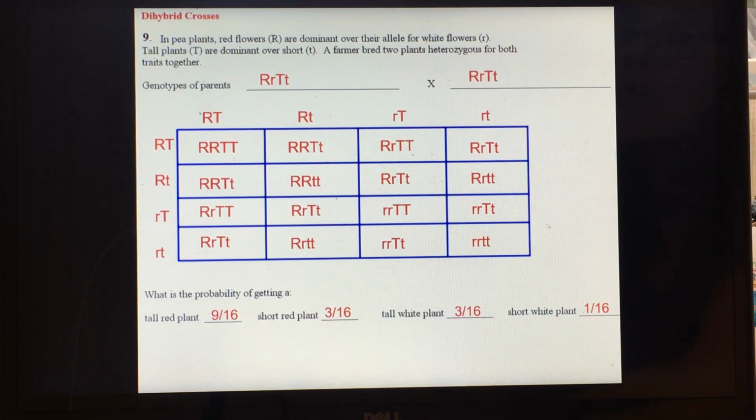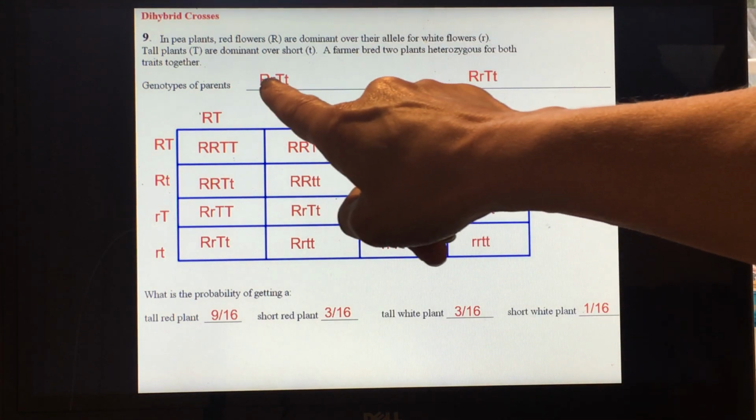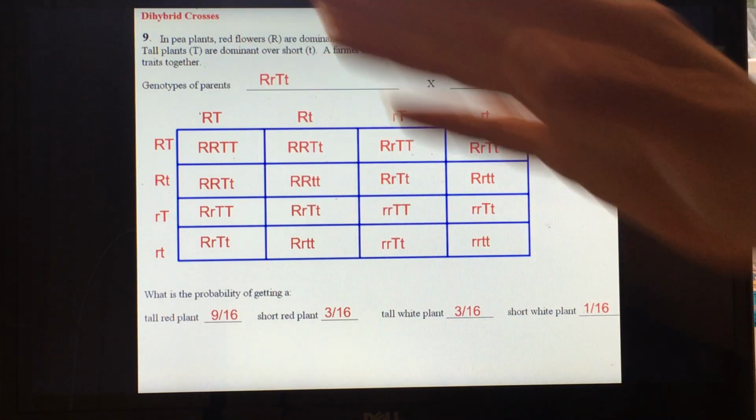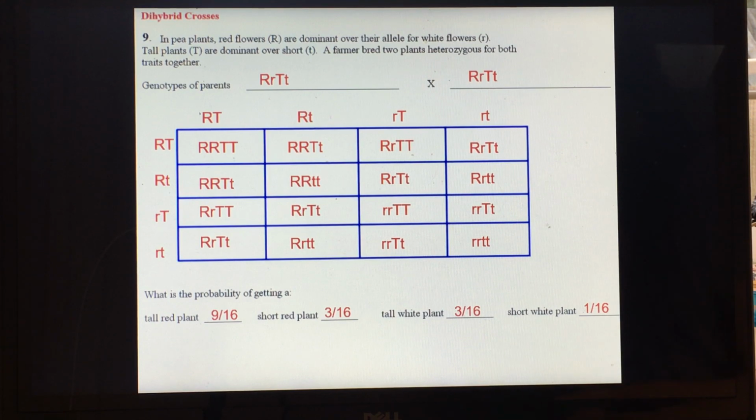Whenever you have two parents that are heterozygous for two traits and neither trait shows incomplete dominance or codominance, you will get this 9 to 3 to 3 to 1 ratio. It only works if both parents are heterozygous, and it only works if your two traits show complete dominance.